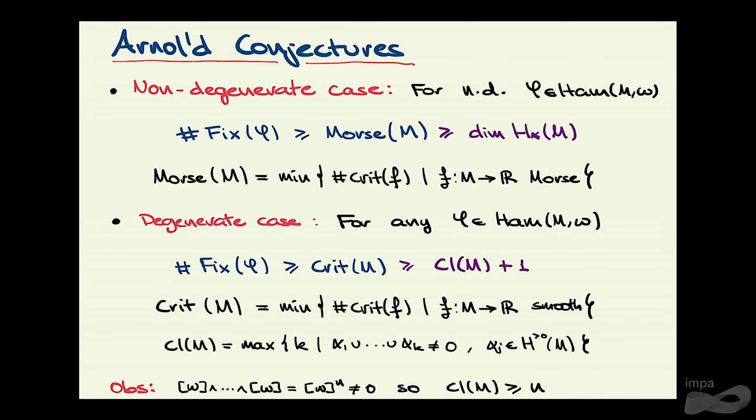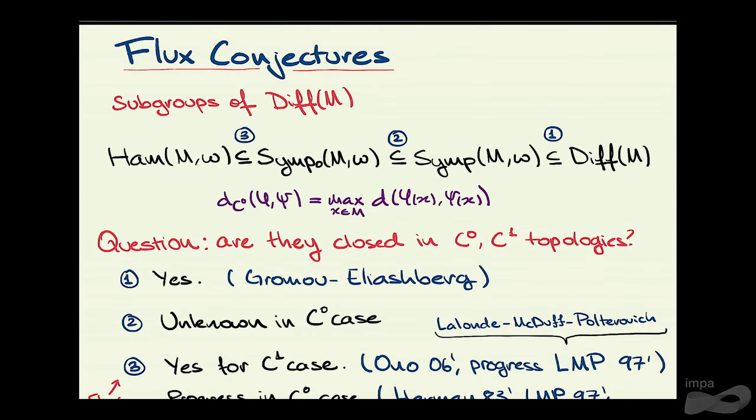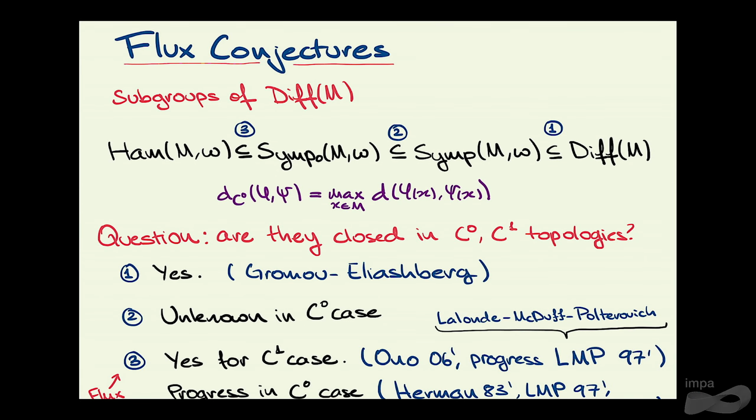Okay, so now let's go into the flux conjectures. We have here this sequence of inclusions of subgroups of the group of diffeomorphisms of your symplectic manifold, so diffeomorphisms from M to itself. Symp here are just the symplectic diffeomorphisms, the ones that pull back the symplectic form to itself.